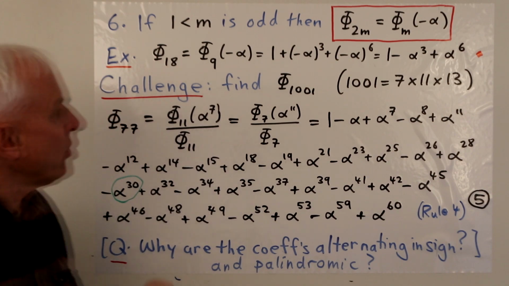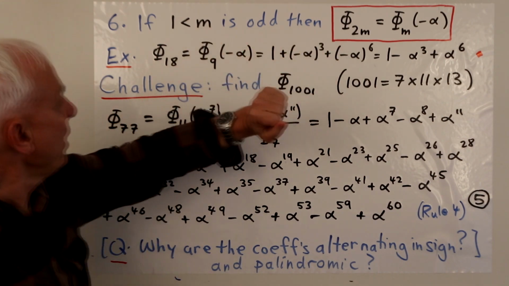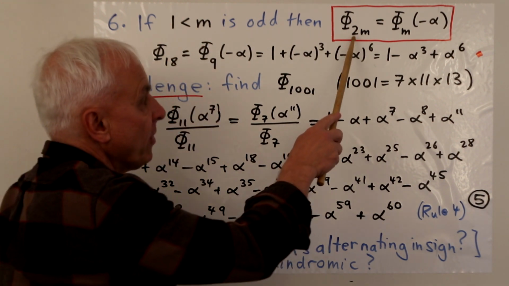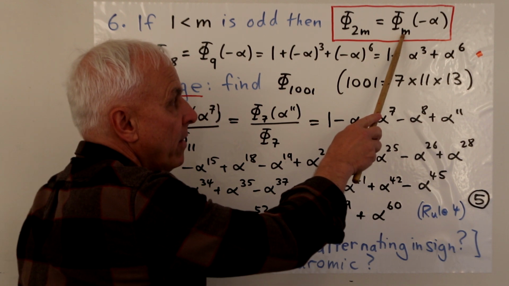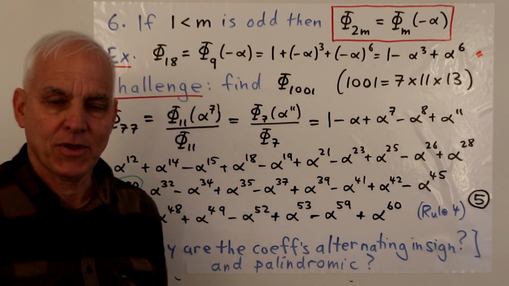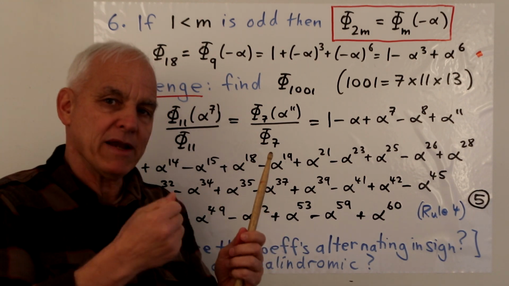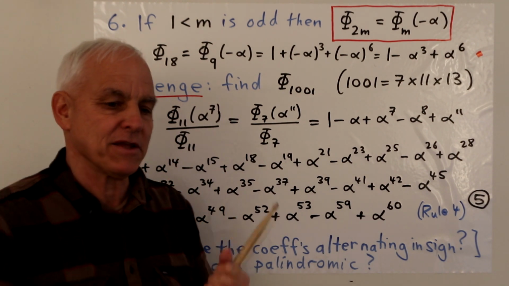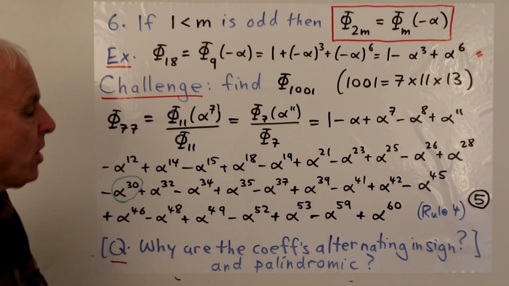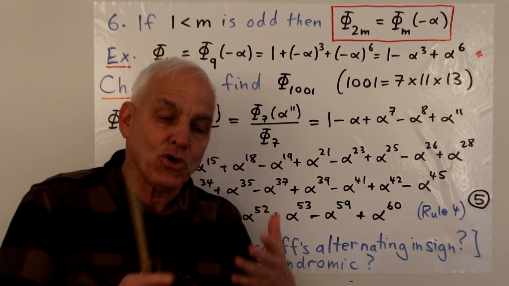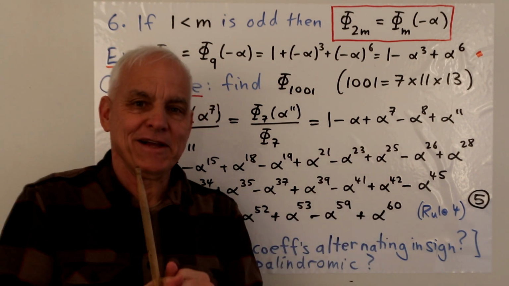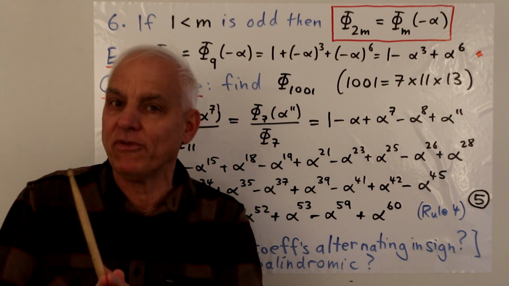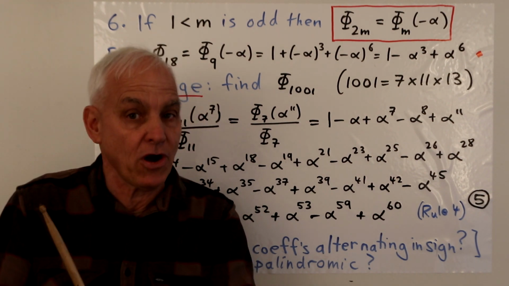Okay, and our final little rule, which we've seen in a special case, is that if m is an odd number bigger than 1, then phi sub 2m is phi sub m evaluated at minus alpha. So you just take phi sub m and you put minus signs in front of all the terms with an odd exponent. So we saw that in the case of phi sub 14. Okay, so those are some nice tools that allow us to build up cyclotomic polynomials from smaller ones, involving the prime decomposition of the natural number n that we're starting with.